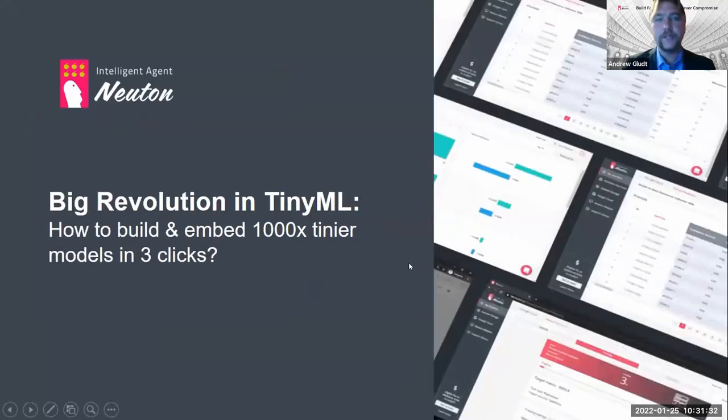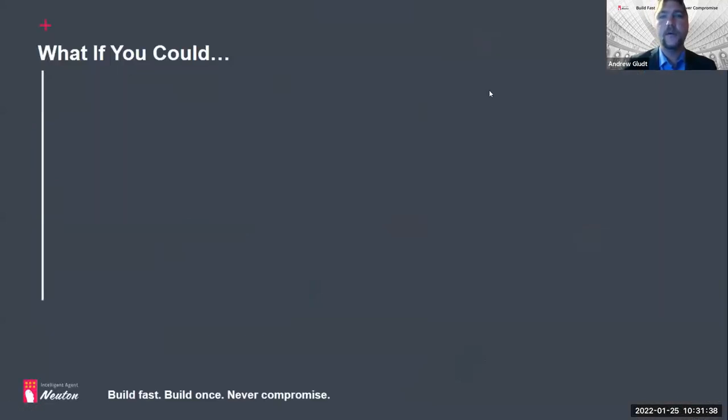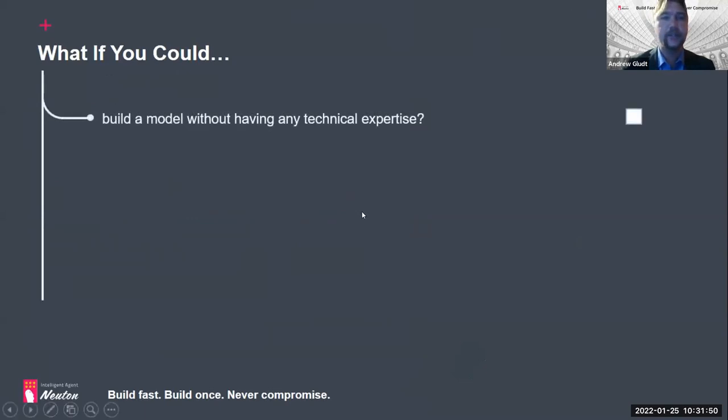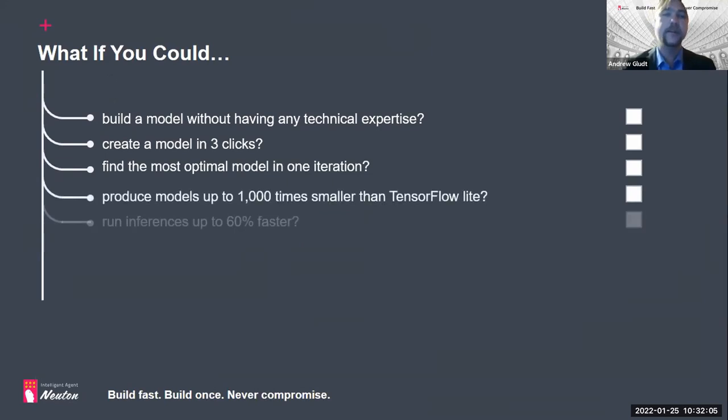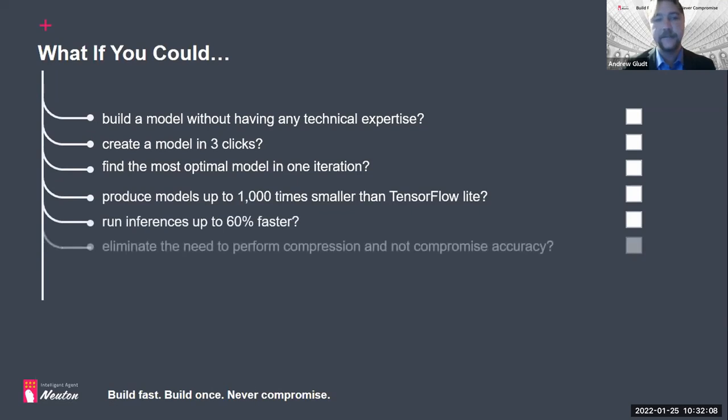Awesome. So how do we build and embed models 1,000 times smaller in just 3 clicks? We have some questions. What if we were able to create the solution without having any technical expertise? How can we create a model in just 3 clicks? How can we find the most optimal model in one iteration? How can we produce smaller models? How can we have faster inference times and eliminate the need to perform any compression without compromising accuracy?